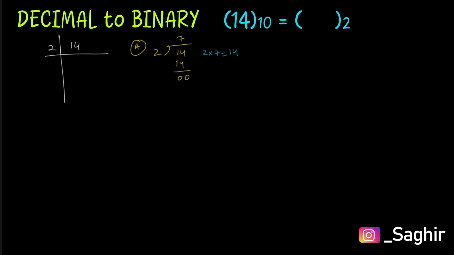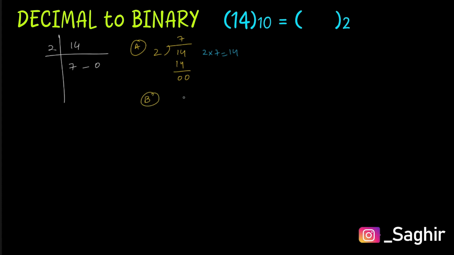Put 7 as the dividend, and 7 came from the dividend part of the calculation. 0 was the remainder of the calculation. 7 is not less than 2, so we will again divide 7 by 2.